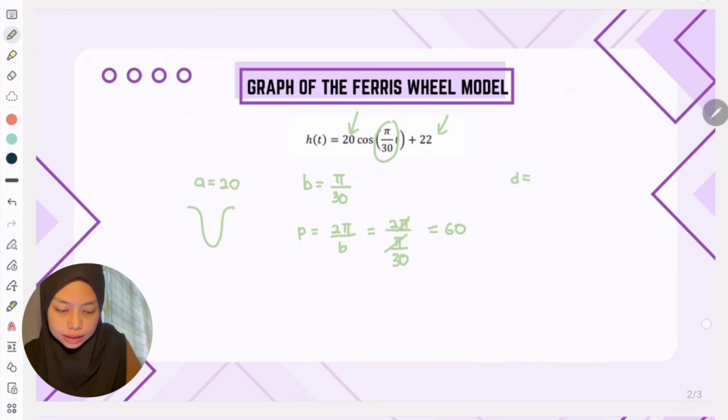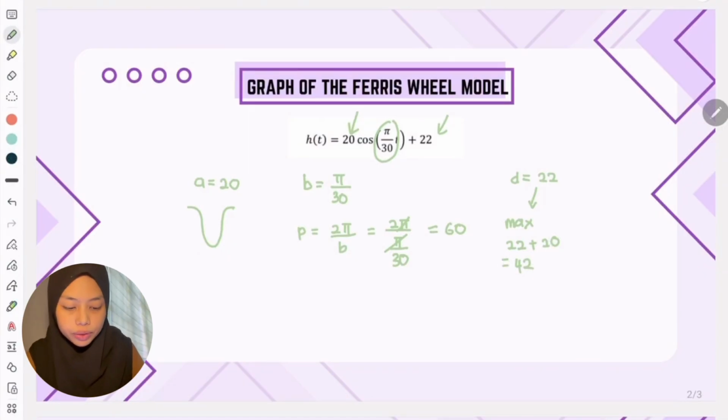Next, our D, which is the vertical shift, will be the center of the Ferris wheels. Since D is 22, and we know that it is the center of the Ferris wheels, we need to find the maximum and the minimum value. For the maximum value, we add the amplitude, which is 20, to 22, and it will be 42. This is our maximum value. For the minimum value, that is 22 minus 20, and it will be 2. So our minimum value will be 2.